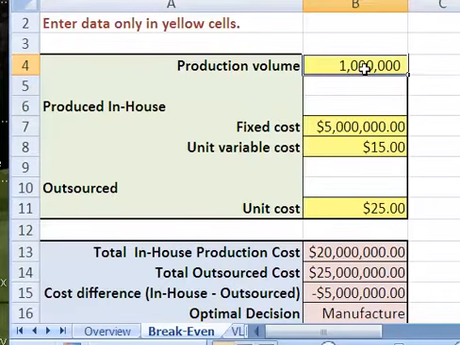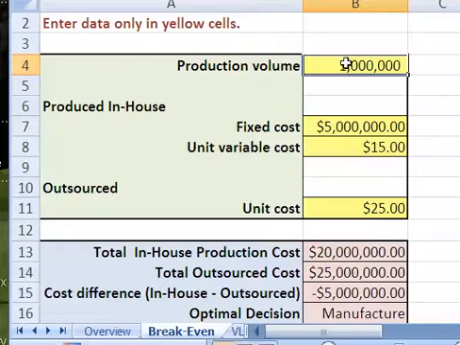So you type in yellow the production volume, 1 million, the fixed cost, the variable cost for producing it in-house, and the unit cost. And as you can see, when I put all those numbers in, I get the calculations that I computed. It also told you that manufacturing them is cheaper.